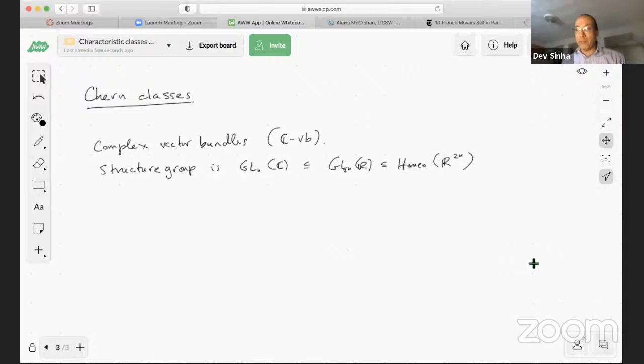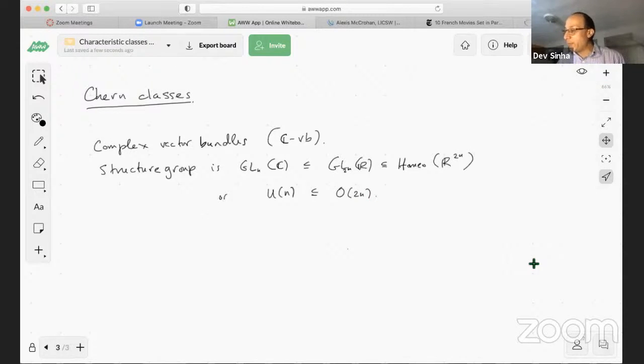Alternately, if you put a Hermitian metric on everything, and this is one of many times where I'll say it works as we did in the real case, but with the complex version, then you can substitute U_n inside of O_2n, the unitary group. So that's a nice compact model.